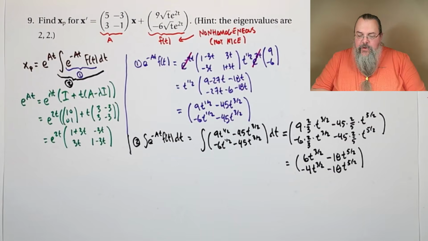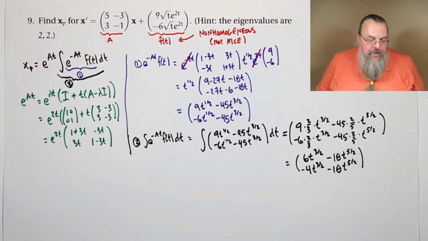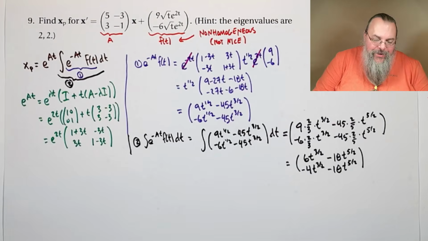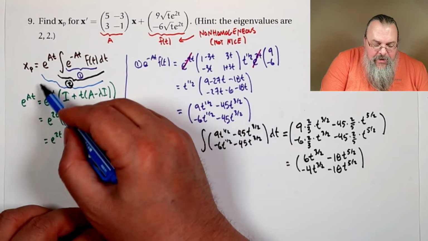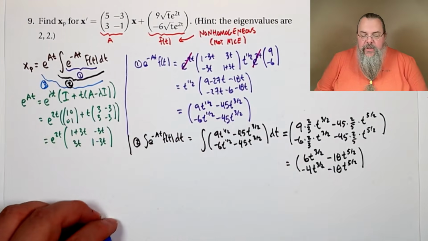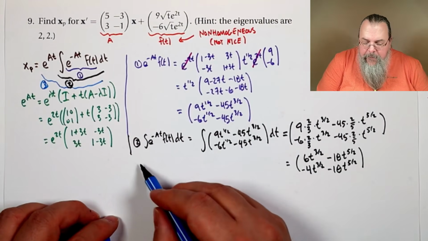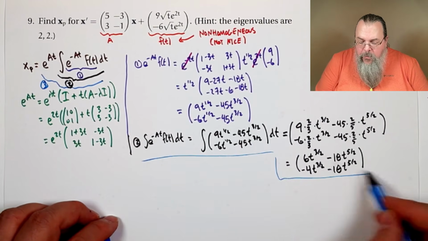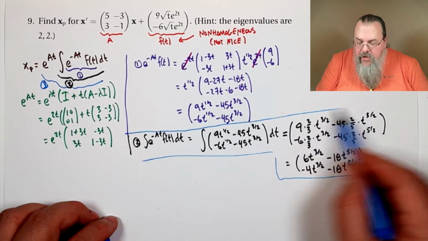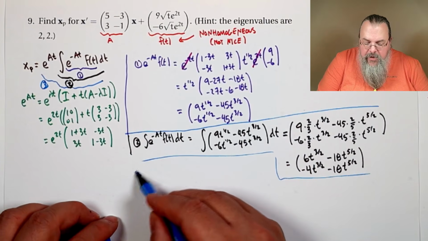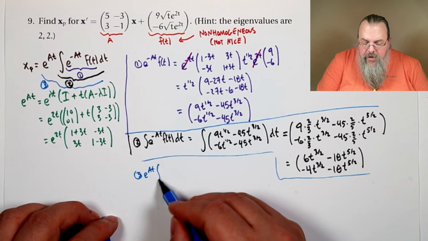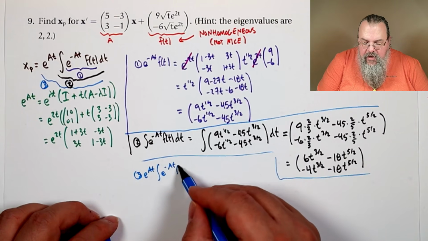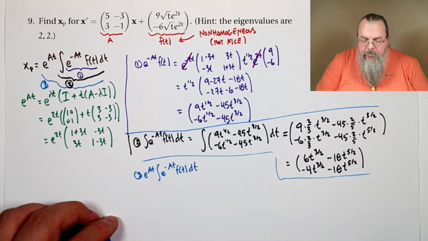Now we're reaching the end. And that's not just because we're running out of space on the page. We really are close to the end, right? So the last thing, the last layer, our third round, is we're going to now multiply what we just did by e to the At. So we want e to the At times the integral e to the minus At f of t dt.